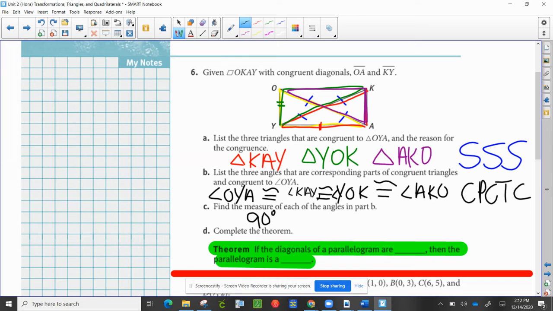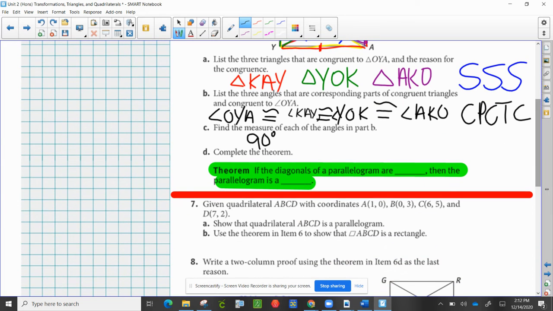So our last theorem here that we're going to talk about is if the diagonals of a parallelogram are congruent, then the parallelogram is a rectangle. Okay, and again, we get that because of all those different congruent triangles, so that means we can say that all of their angles are congruent, making it equiangular, kind of following up on that previous theorem.